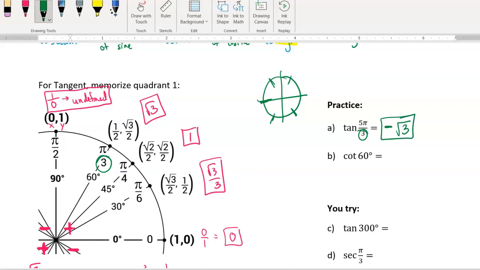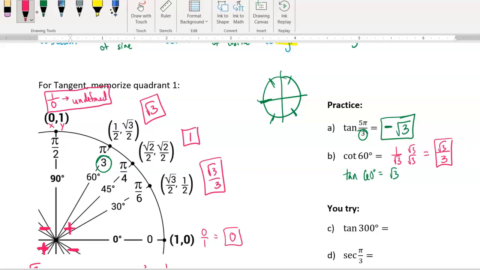This is my answer. So cotangent of 60 degrees. So cotangent, that's one of those reciprocal functions. So the first thing I'm going to do is figure out, well, what's the tangent of 60 degrees? Tangent of 60 degrees would be square root of 3. So this is the reciprocal of that. So that's going to be 1 over the square root of 3. But the problem is we need to rationalize the denominator. We're going to multiply the top and bottom by root 3, and we get square root of 3 over 3 as our final answer there.